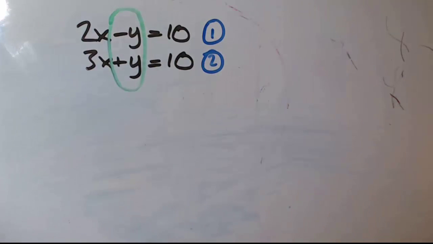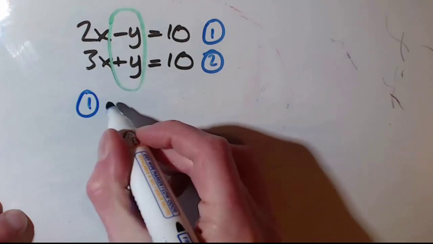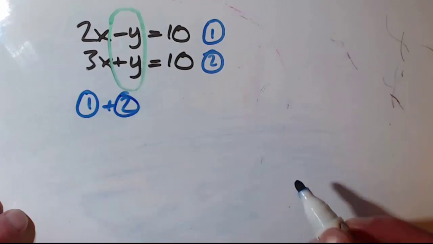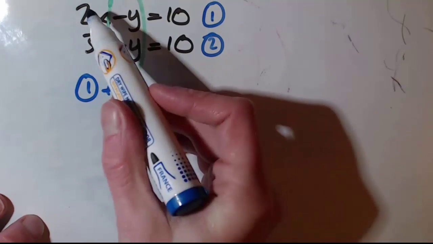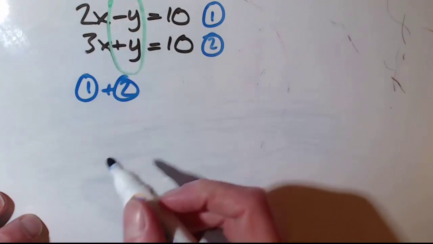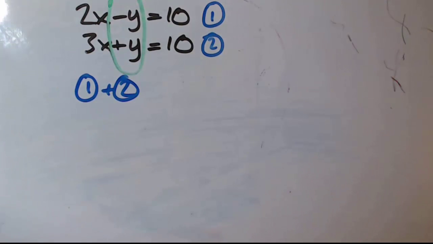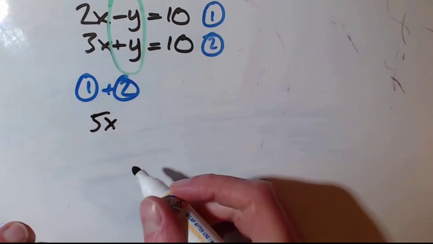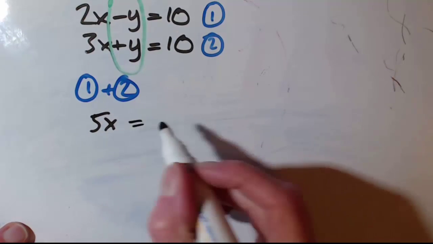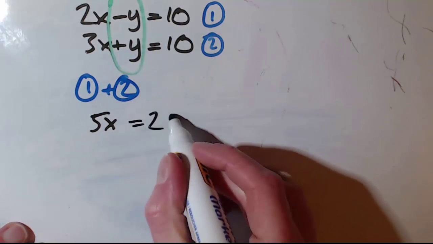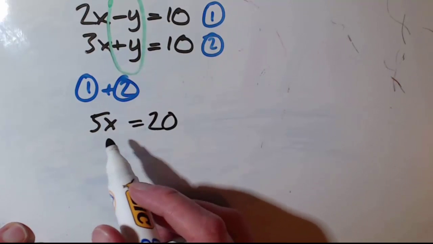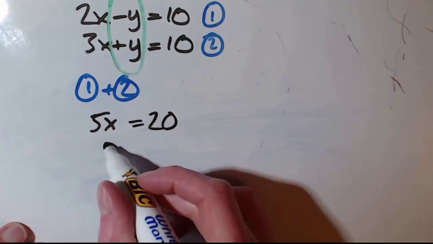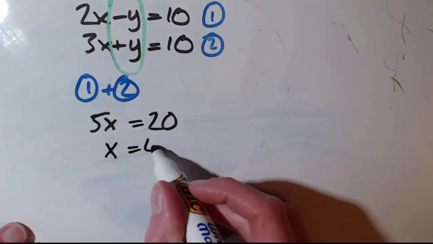So if you think about what we can do with these two equations, we could add equation 1 and equation 2 together. What I mean by that is, 2x plus 3x gives you 5x, minus y plus y is 0, and then 10 plus 10 is 20. So now we've got 5 times x equals 20, and x must be 4.